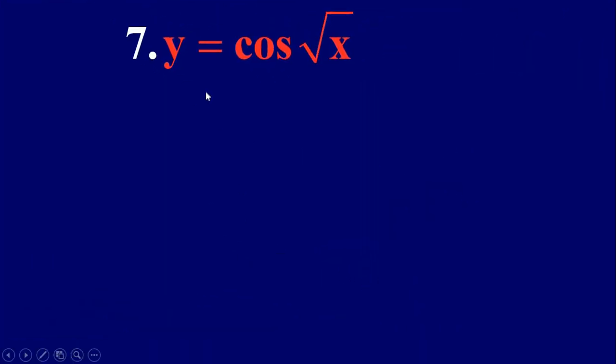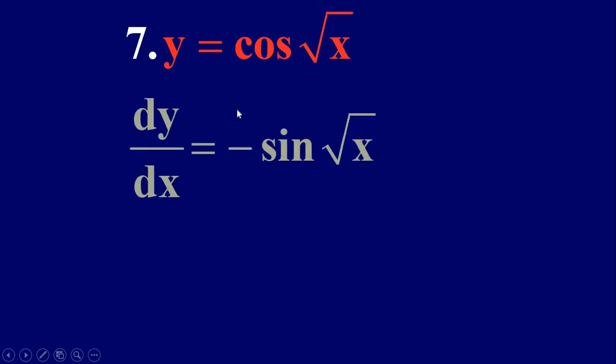The next one, y equal to cos root x. Now here it is of the form cos. Cos x differentiation is minus sine x, but in place of x you have to write root x. So therefore dy by dx is minus sine root x. But again you have to differentiate root x. In place of x we have root x. So differentiation of root x is 1 by 2 root x. So it is cos differentiation is minus sine, but it is not x. Root x differentiation is 1 by 2 root x.